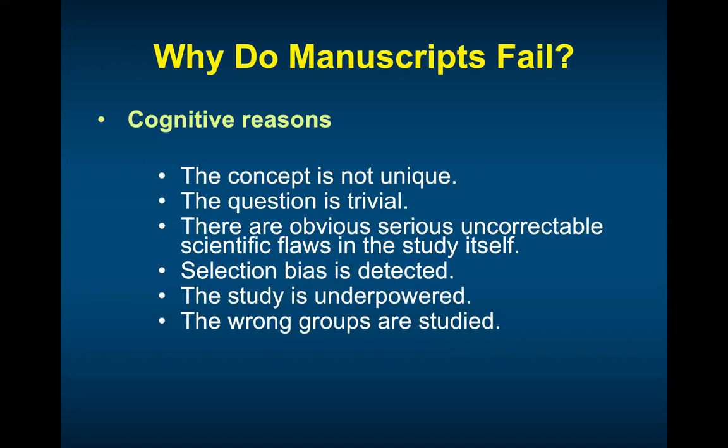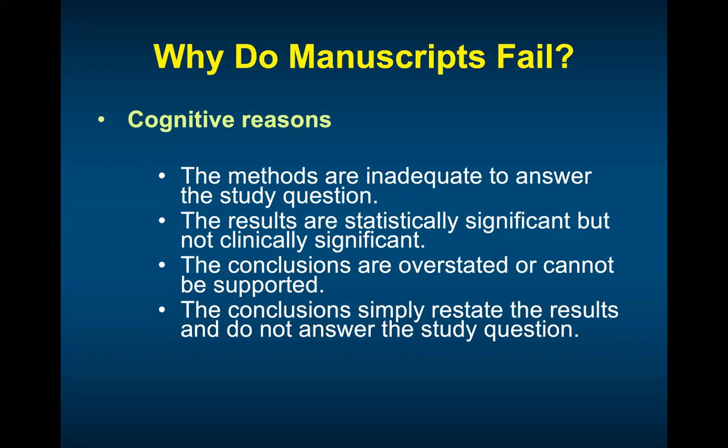There are some serious uncorrectable scientific flaws in the study itself. There's a lot of missing data, for example, that the authors did not disclose or did not address properly. Selection bias, study underpowered, wrong study groups were studied, methods inadequate to answer the study question, results statistically significant but clinically not relevant, or the authors try to overstate their conclusion and really did not address the study question.